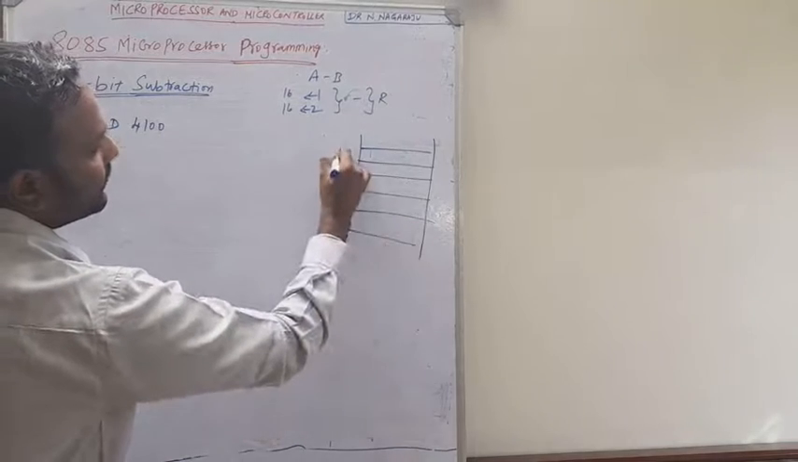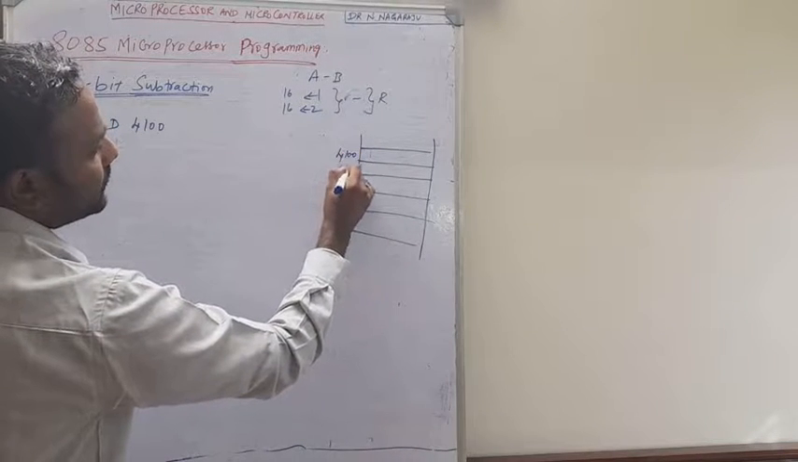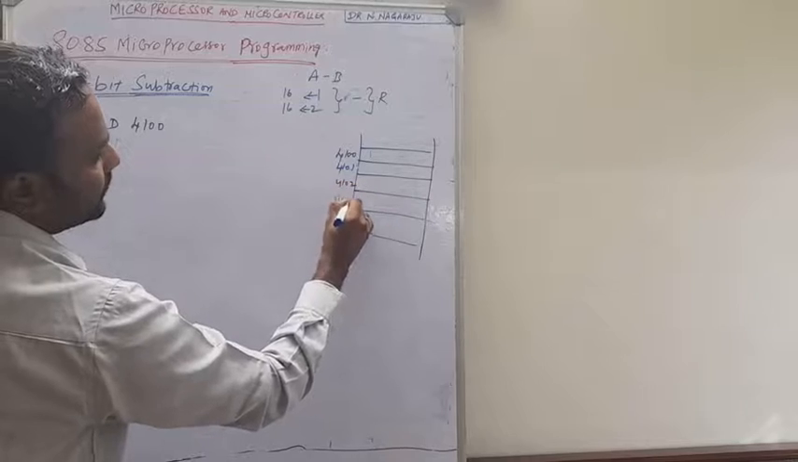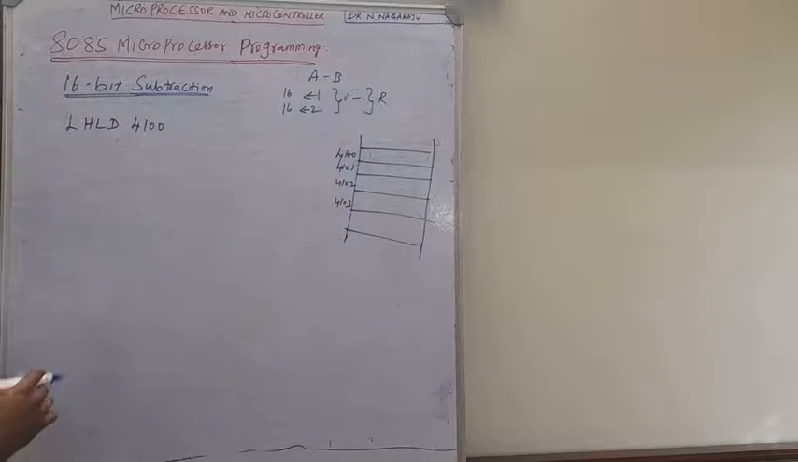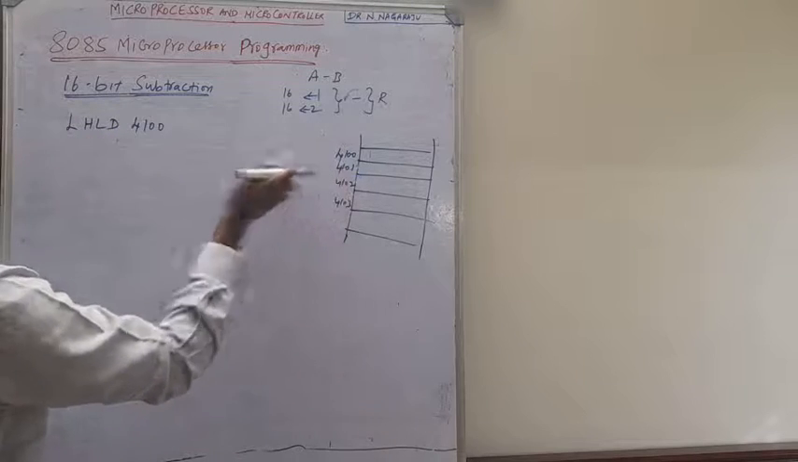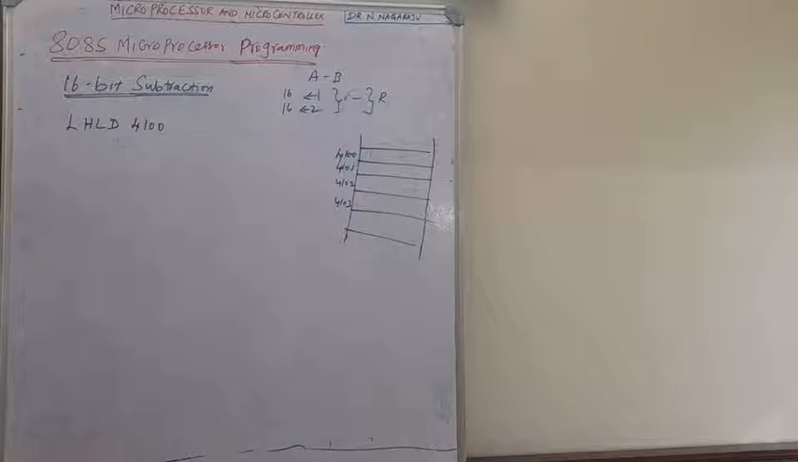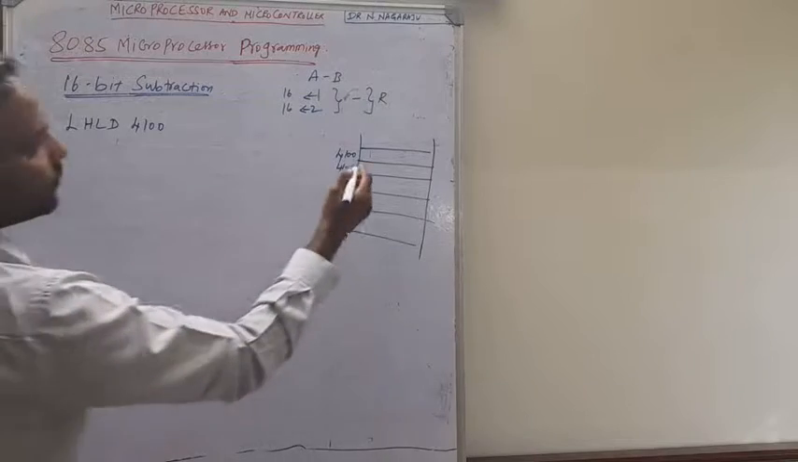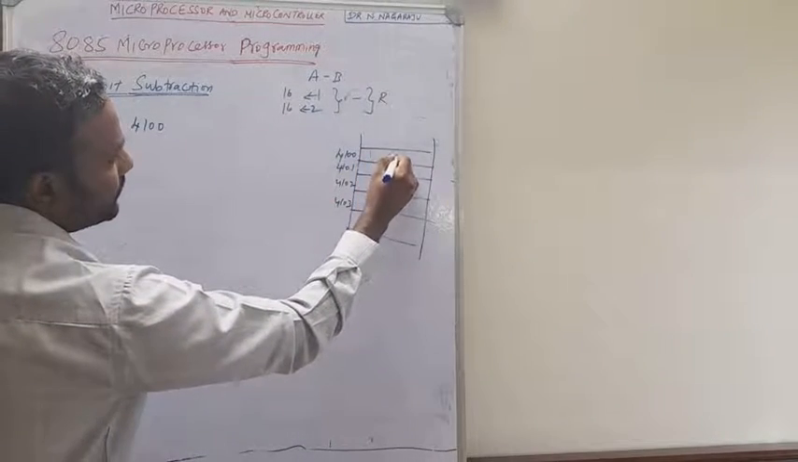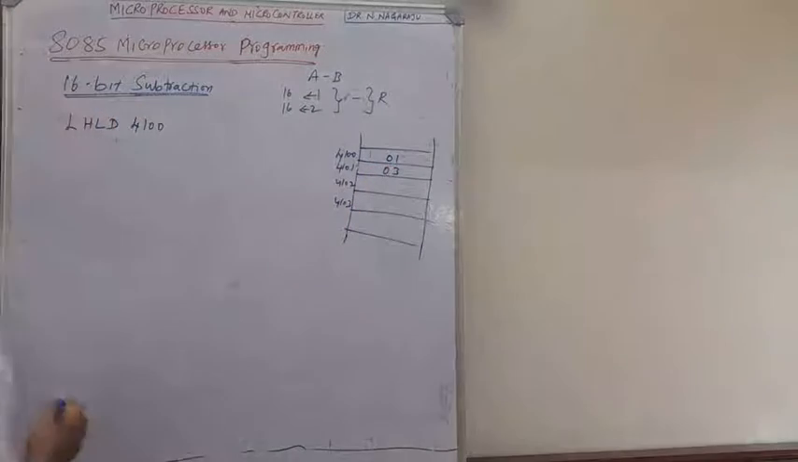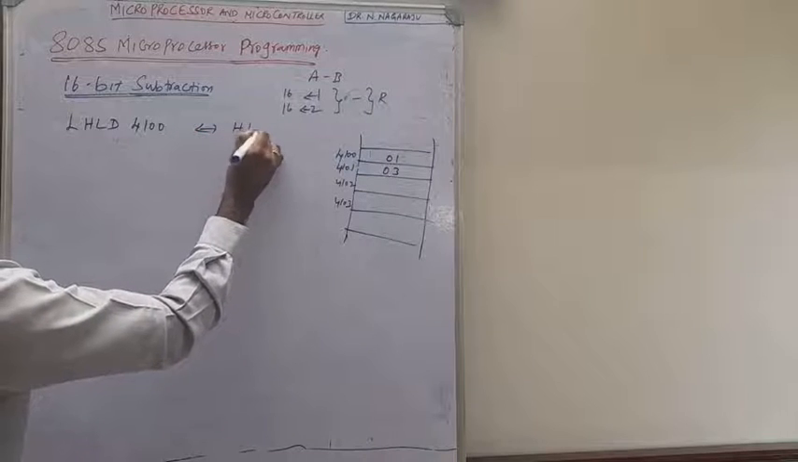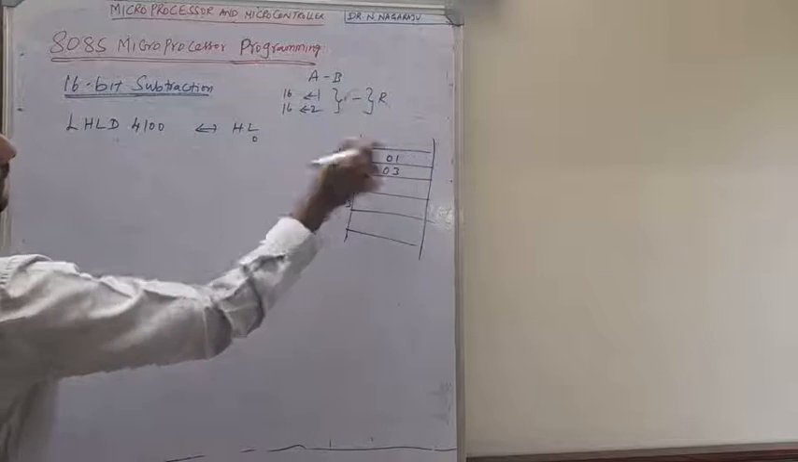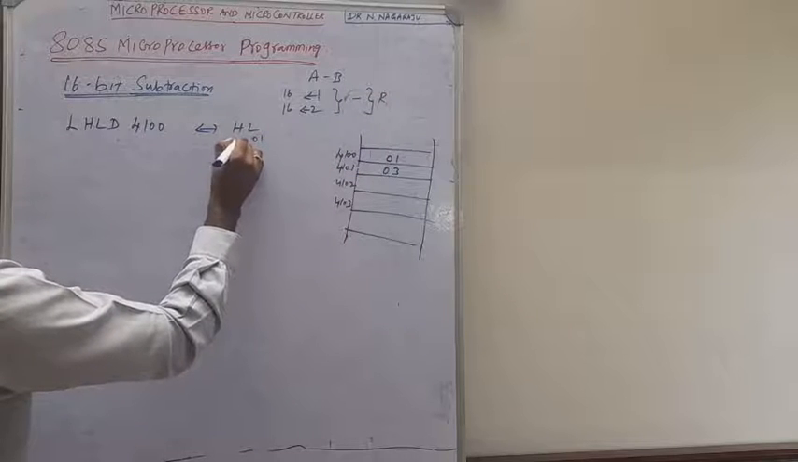Just assume the memory locations 4100, 4101, 4102, 4103. These are the memory contents. Whatever content is present in 4100 is loaded into the L register, and 4101 is loaded into the H register. That is the meaning of this instruction. For example, I am going to use 01 and 03. So L contains 01 and H contains 03.